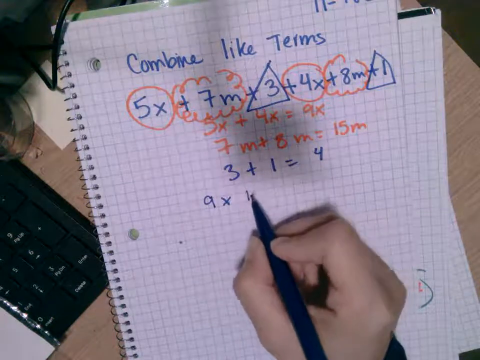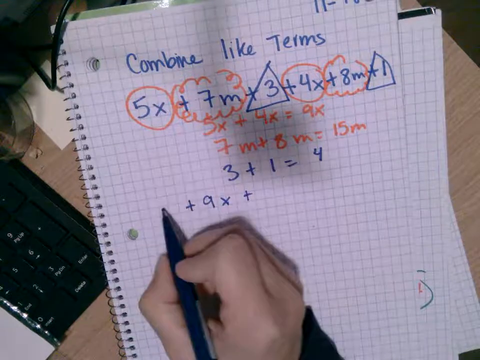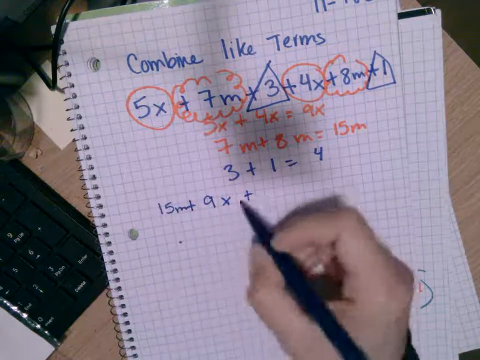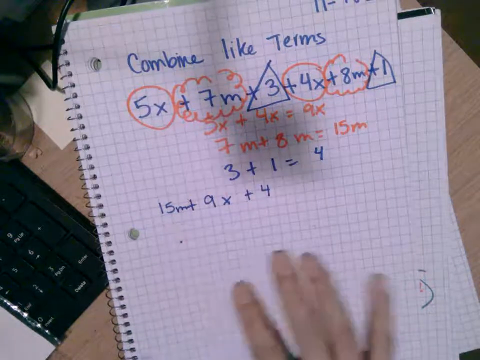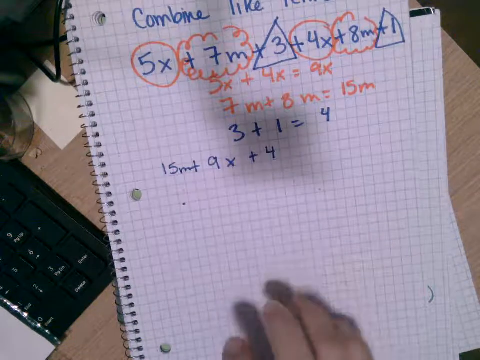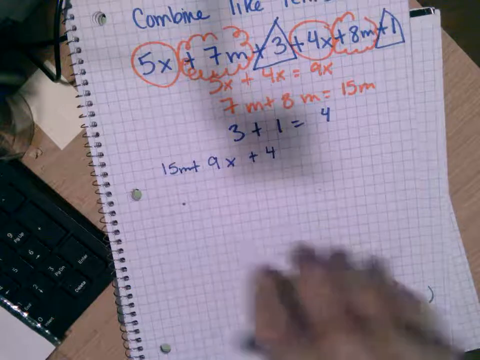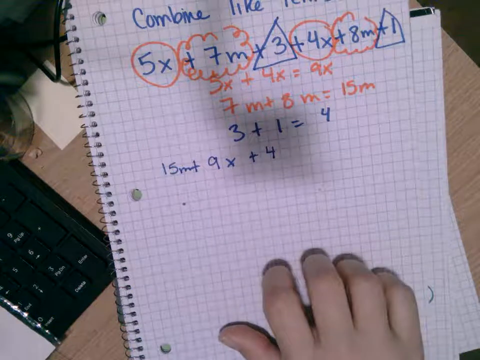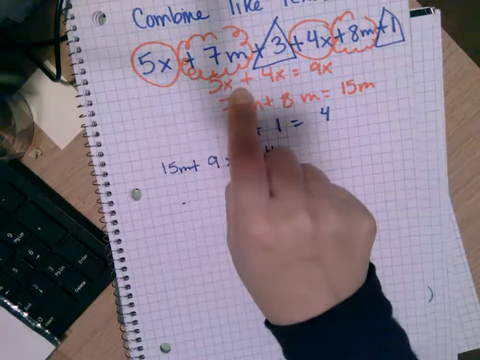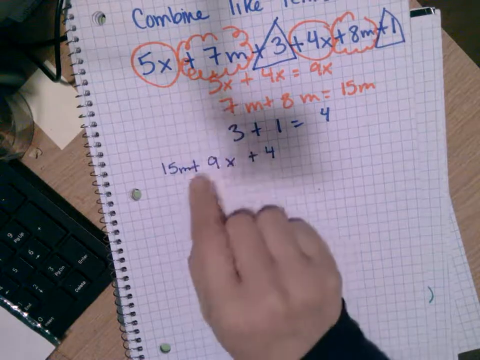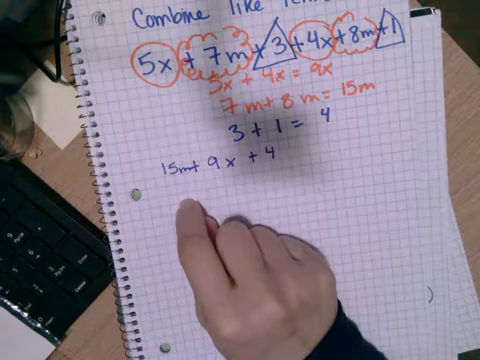Oh, I messed up. Technically, it would be 15m plus 9x plus 4. Why did I put the 15m first? Because that's the first equation you did? No, technically the first one I did was the 5x, because it came first right there. Alphabetical order, alphabetical order.